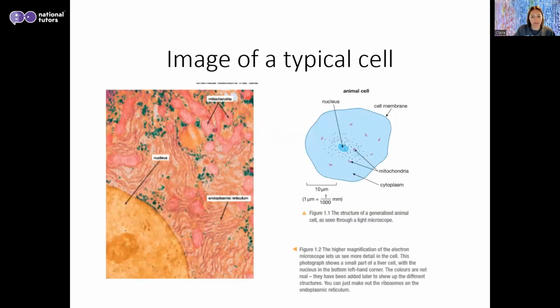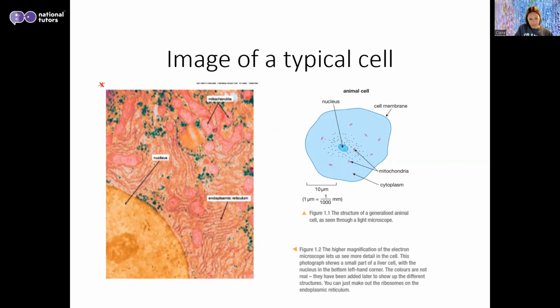So let's start off with an image of a typical animal cell. These are both taken from the textbook and show you an example of how they can be represented. Here on the left, we have an electron microscope image of the inside of a cell. And I'm really sorry, it's quite blurry, but I had to enlarge it.